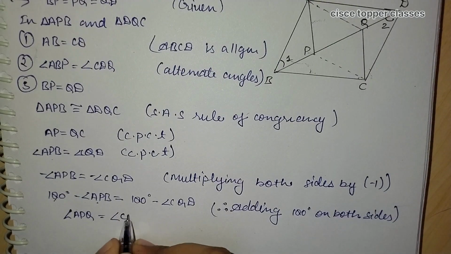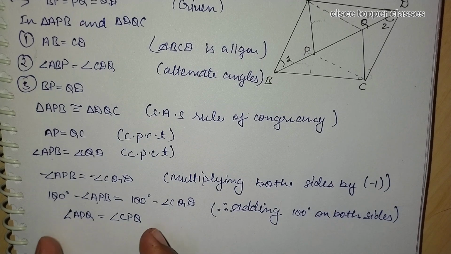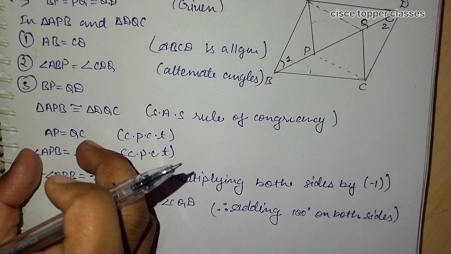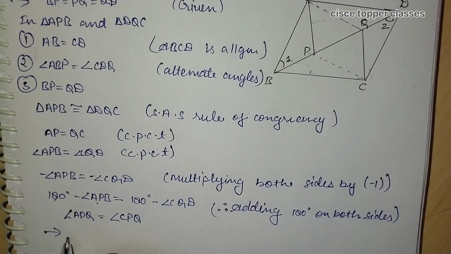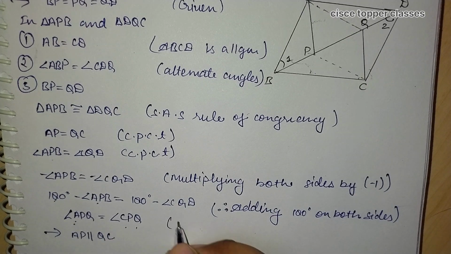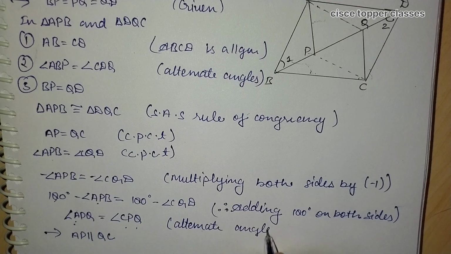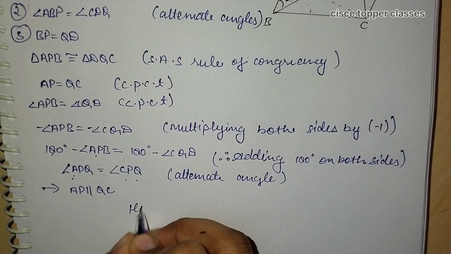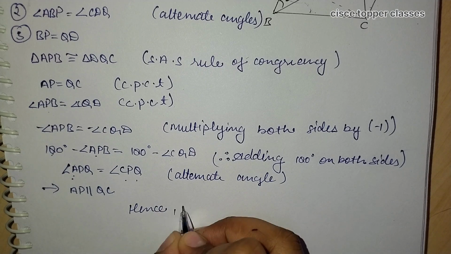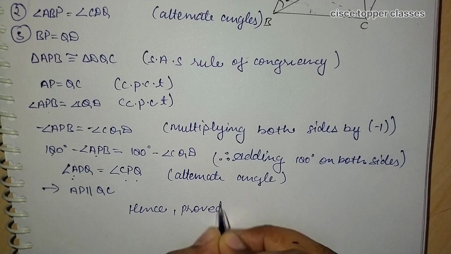So angle CPQ here, as these both angles are equal and these both sides are equal, AP is equal to QC, we can write here that AP is parallel to QC here because these are alternate angles also. So because they are alternate angles, we can simply write this as AP is parallel to QC. So this is only we have to prove in this question, hence proved from here.